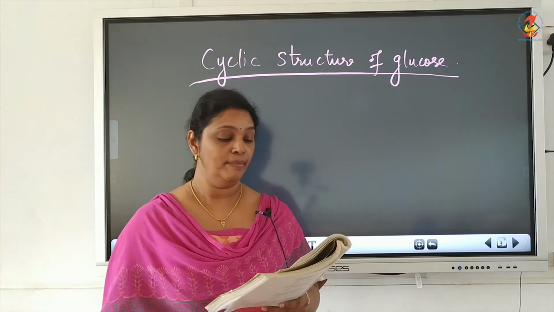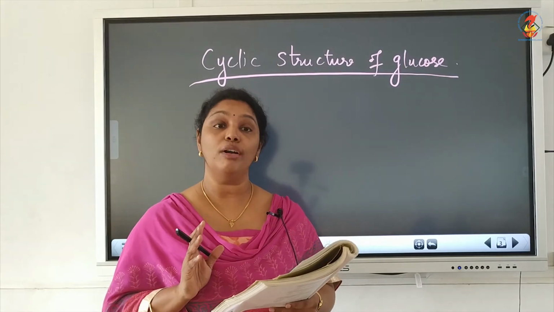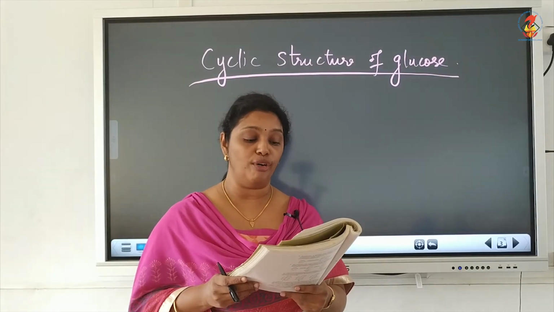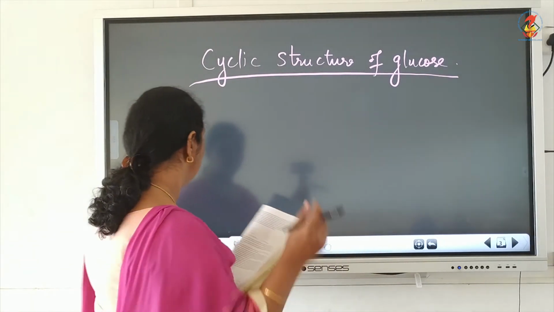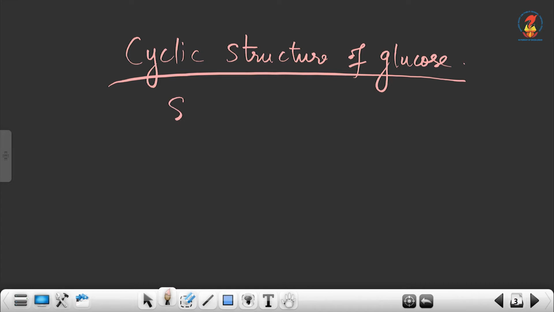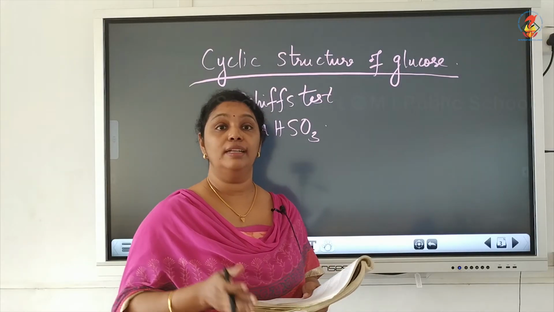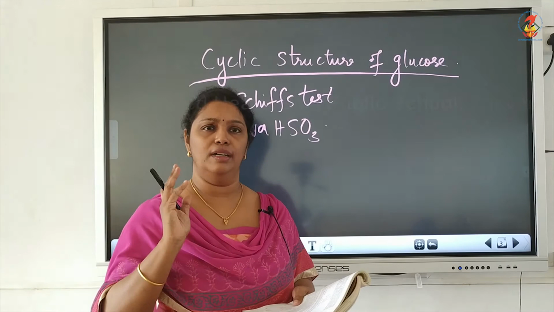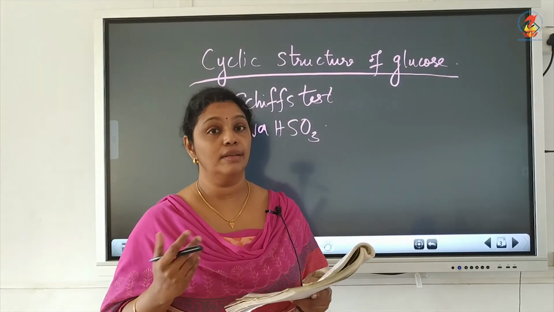Those reactions are, first one, despite having the aldehyde group, glucose does not give Schiff's test and it does not form the hydrogen sulfide addition product with sodium bisulfite. So though the aldehyde group was present, you did not get which test? Schiff's test, and also the sodium bisulfite addition test. You know, these two tests are given by aldehydes, but when that open chain structure was allowed to react with these reagents, we did not get any result.